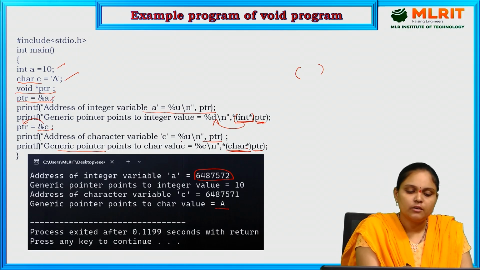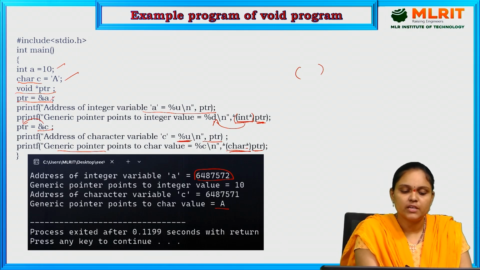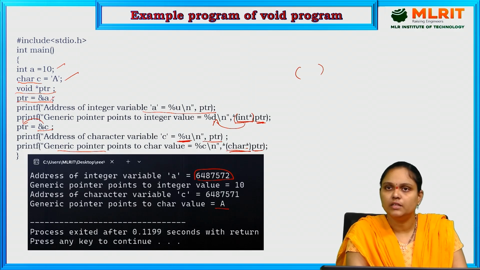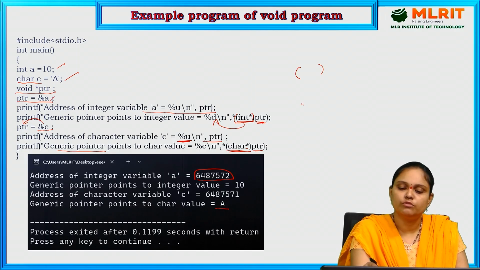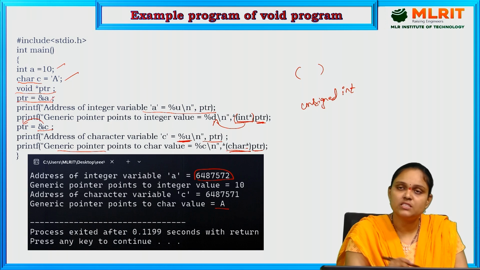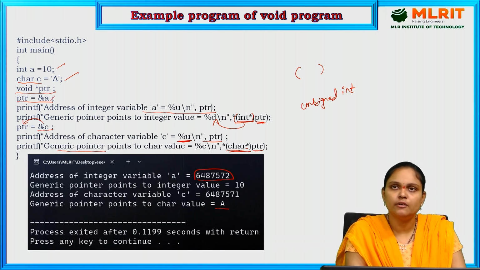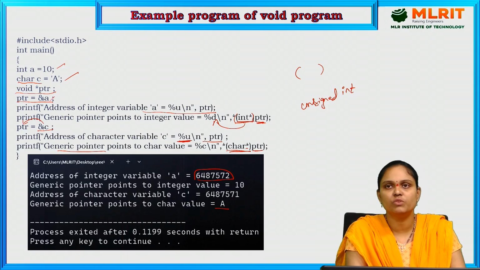And here the control string, that is the format specifier for addresses, we can use %u and also %d. %u is used for unsigned int. As we discussed, in unsigned int only positive values can be stored. As an address will have only positive values, that is the reason why we use unsigned int.